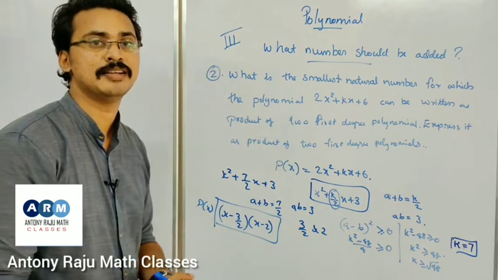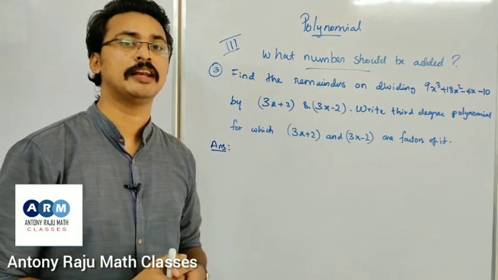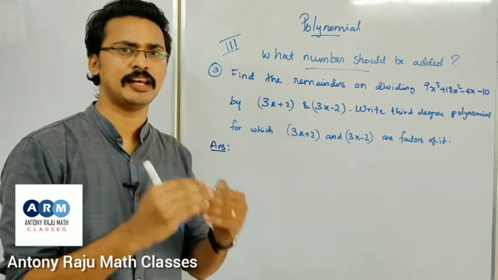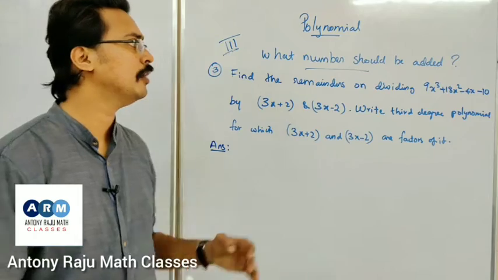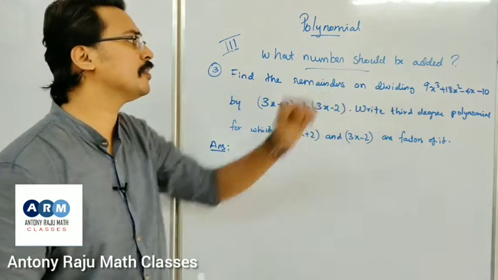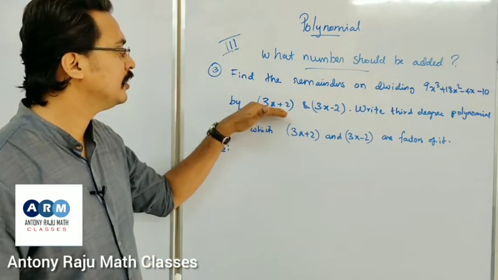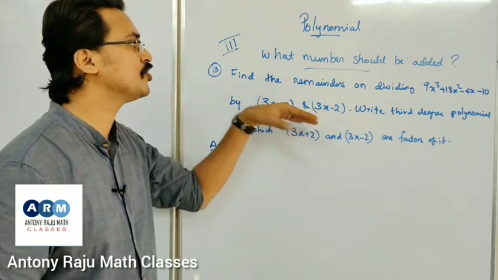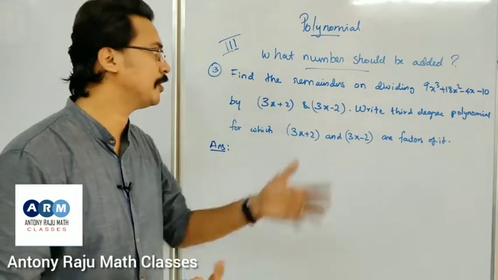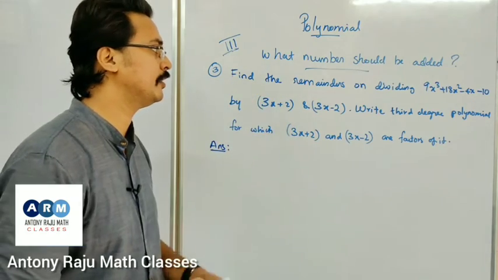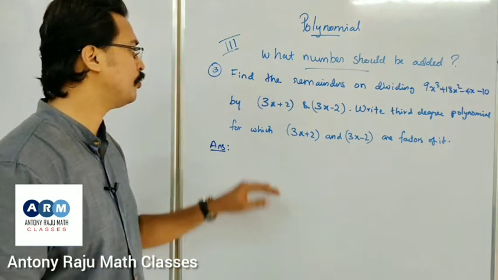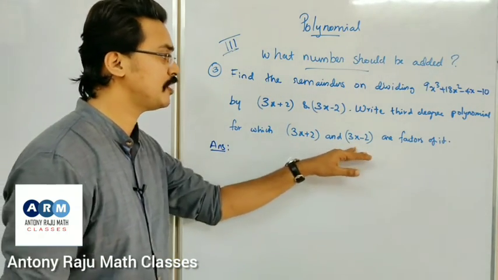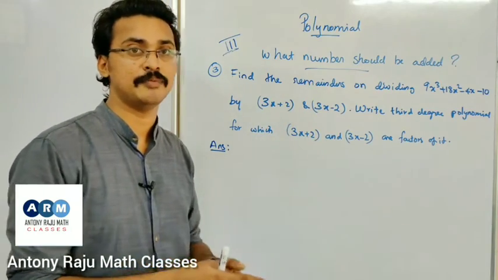Minimum value is 7. Now we get the third question. This is the level question. Now this is the third degree polynomial, and that is 3x plus 2 and 3x minus 2. This is the remainder. Find the remainders. Write the third degree polynomial for which 3x plus 2 and 3x minus 2 are factors of it. That is the second part of the question.